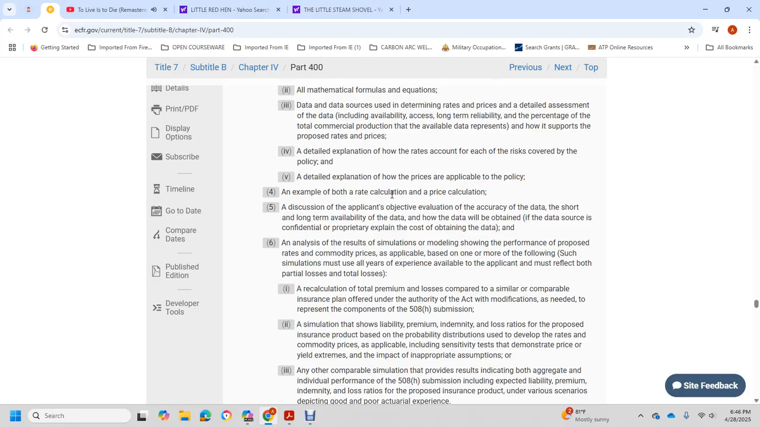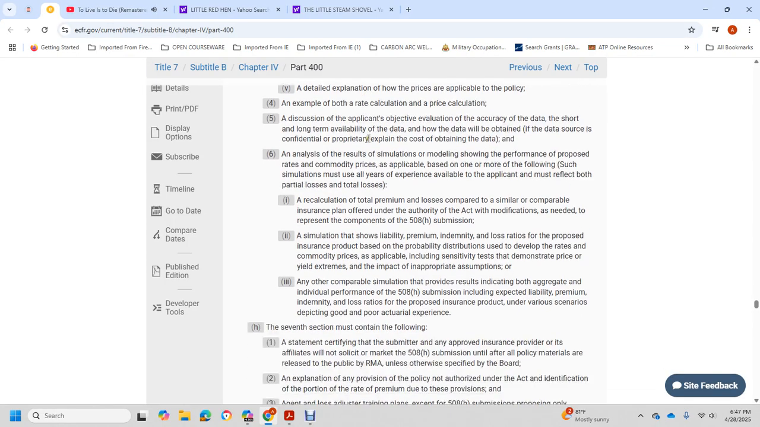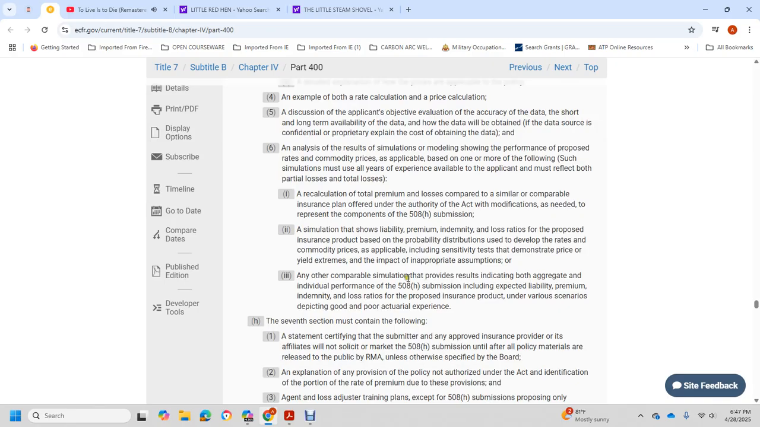The periodic insurance, on the basis of the probability distribution, for the developer of the rate for the commodity price for the applicable, includes the incentive of the test to demonstrate the price for the real extremity and impact on the probability, with the assumption of any other comparable situation. Simulation is provided as a result, including both aggregate and individual performance of the 508(h) submission, including the expected liability, premium, indemnity, and loss ratio of the proposed insurance product for various other scenarios depicting good and poor actual experience.